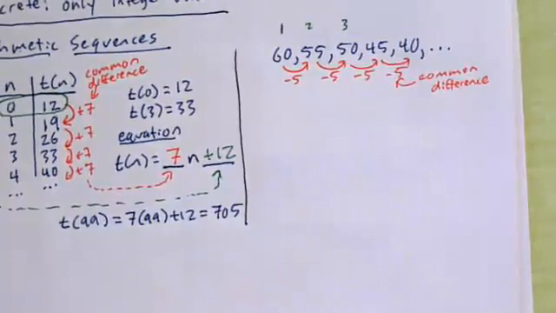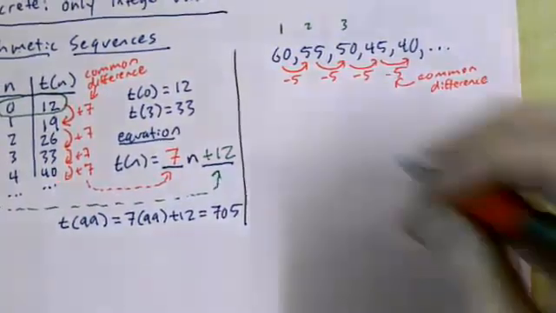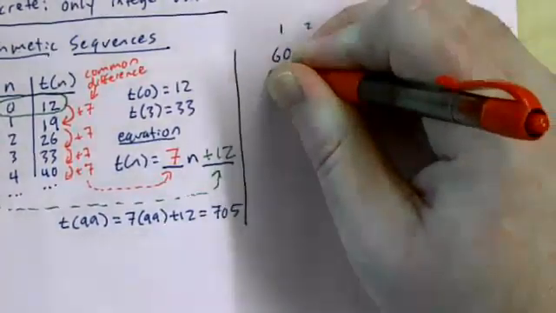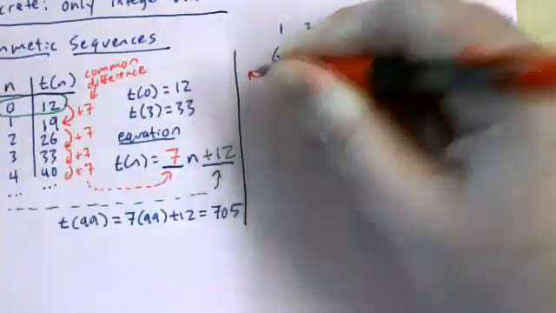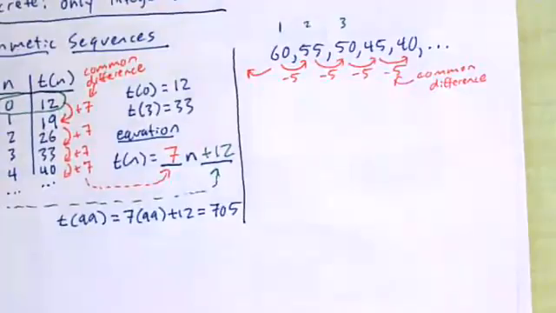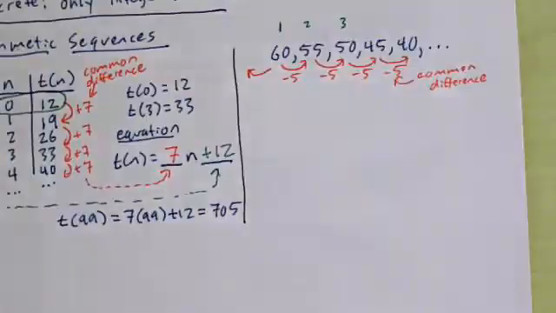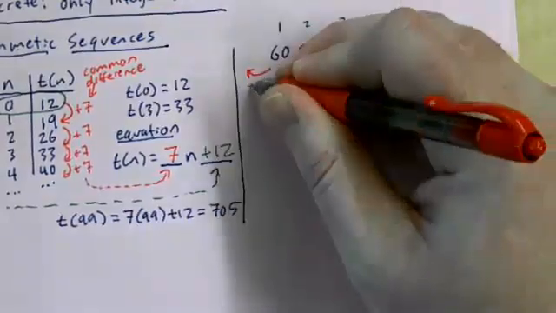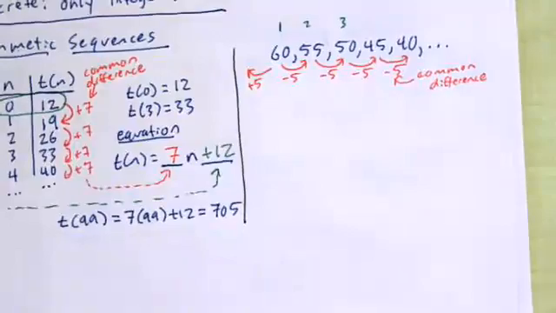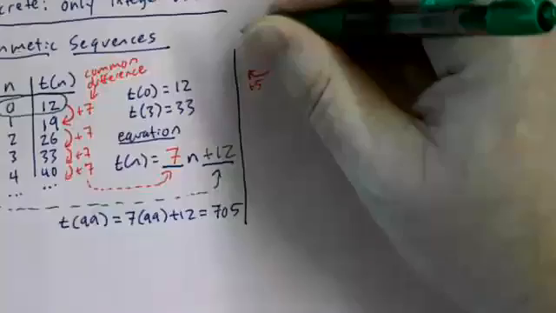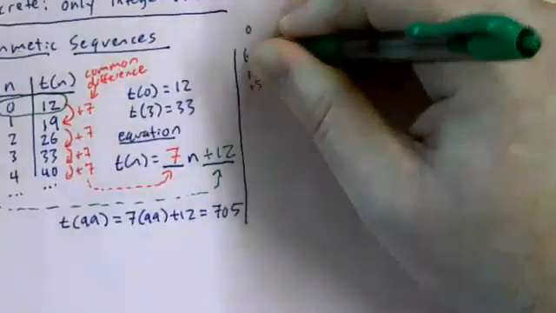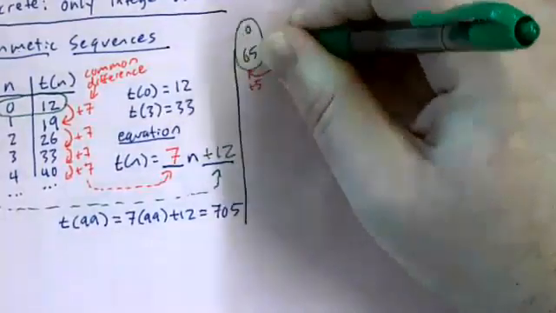So then we can use that common difference to figure out what our 0th term would be, because we can go the opposite direction. Instead of going forward by going -5, we would go backwards by doing the opposite of -5. What's the opposite of -5? +5. So what would our 0th term be then? It would be 65.